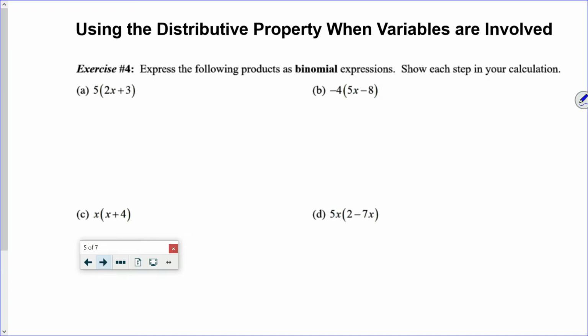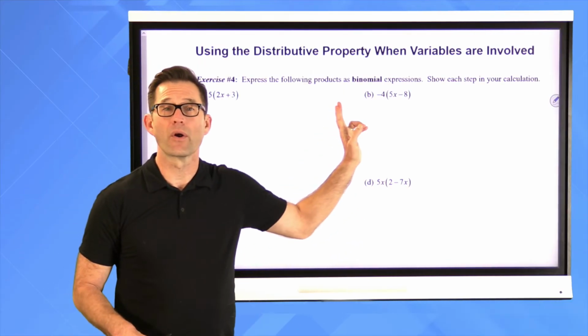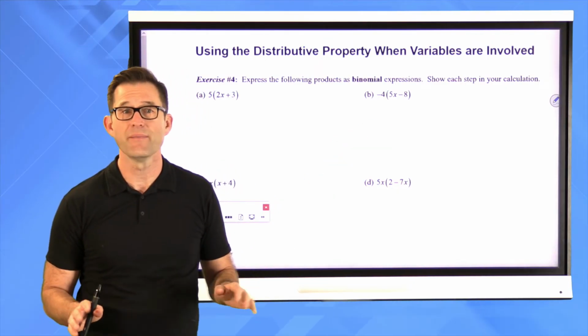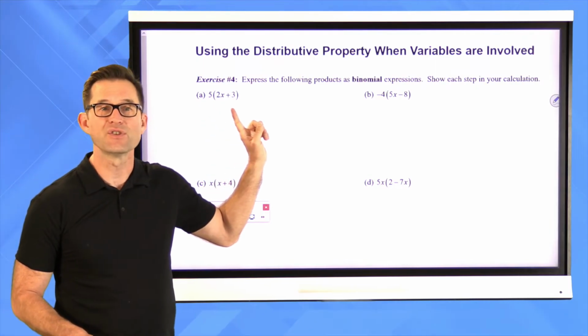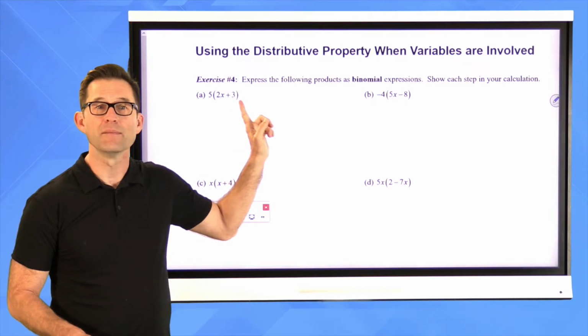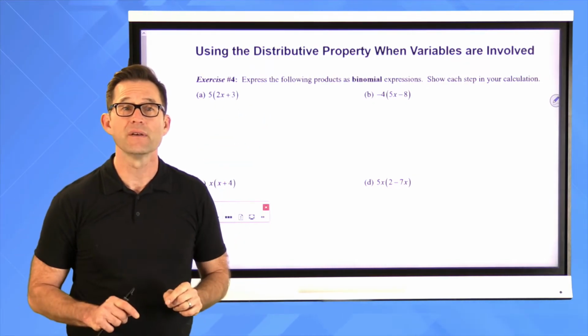Show each step in your calculation. All right, we'll get into a lot more lingo, like what are binomials, what are trinomials, what are monomials in future lessons. But right now, let's just take a look at letter A, where we have 5 times 2x plus 3. We have a product of 5 times 2 things that are being added together, those 2 things being 2x and 3.